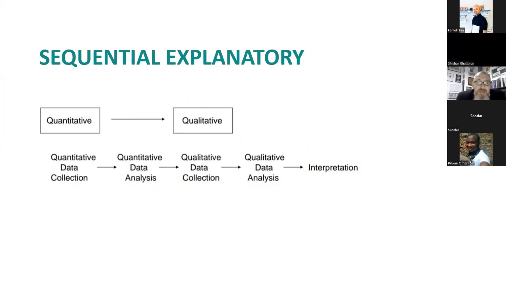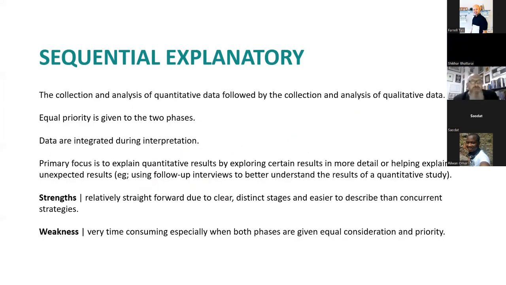The first one is a sequential explanatory study, and it's really looking at using quantitative prior to qualitative. And it's simply quantitative data collection, analyzing your quantitative data, then moving into qualitative, analyzing that qualitative, then the integration of the two, the interpretation. What does it all mean?